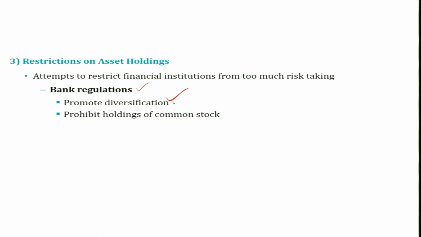That means promoting diversification becomes one of the components of restrictions on asset holding. That means part of the regulation is restrictions on asset holdings. And another thing is banks are restricted, prohibited, from holding common stocks. They are not allowed to invest in common equity.